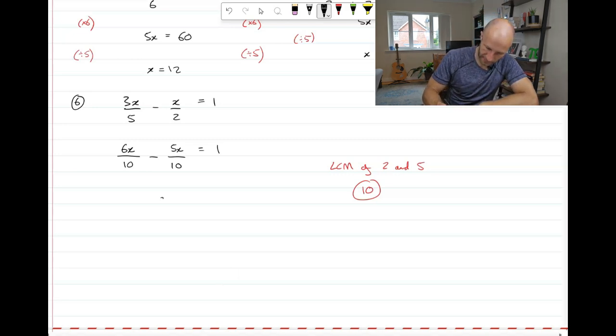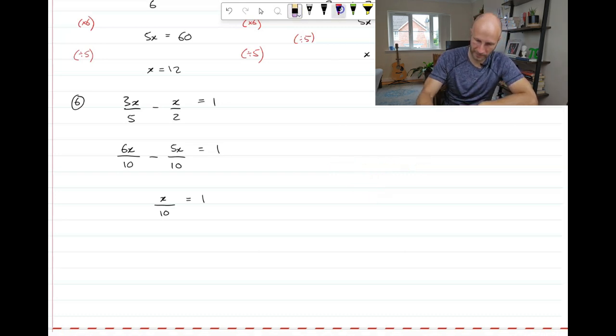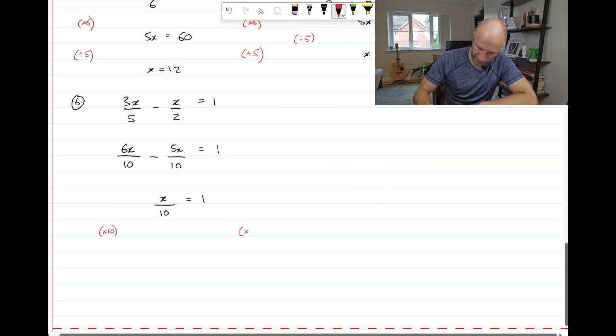I could do the 6x minus 5x on the top, because I've got a common denominator, and do it like this, like I did on the left of my last question. And then times up by 10 both sides, so times by 10. And this is nice because it's already got the x. 1 times 10 is just 10.